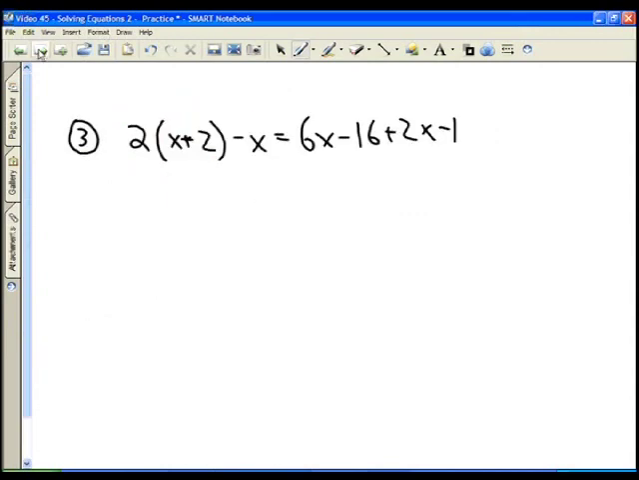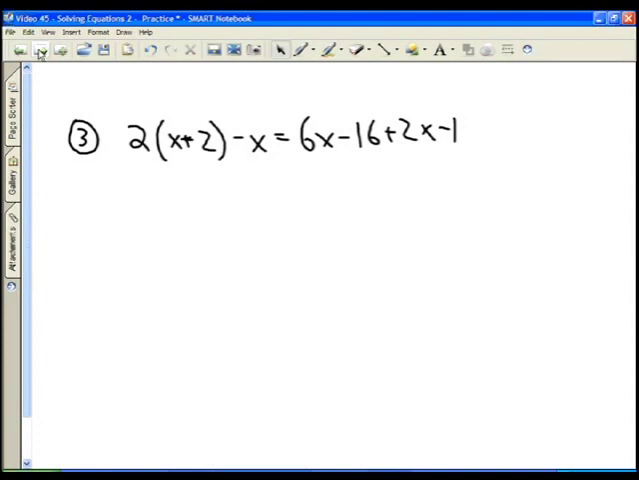Taking a look at this question now, just making it a little bit more difficult, we've got a bracket on the left, and then we've got x's and numbers all over the place. So our first step here is going to be to get rid of our bracket. We have to do the brackets first, and once there's no more brackets, then we can solve using our reverse order of operations.